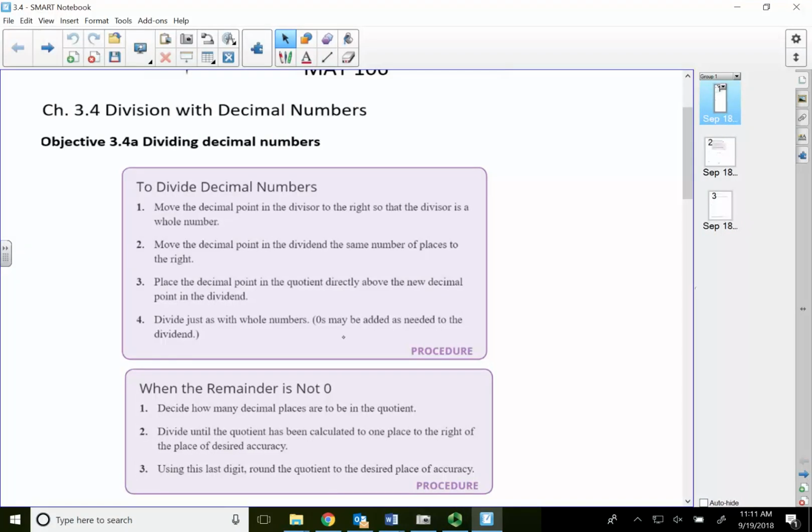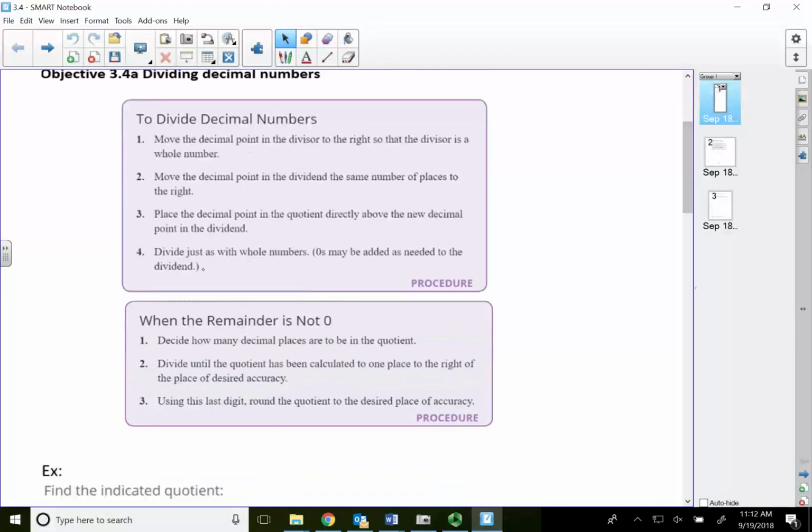Zeros may be added as needed to the dividend for the desired places, because sometimes we need to round. When the remainder is not zero, decide how many decimal places are to be in the quotient. Divide until the quotient has been calculated to one place to the right of the place of desired accuracy. This is very important. Then use this last digit to round.